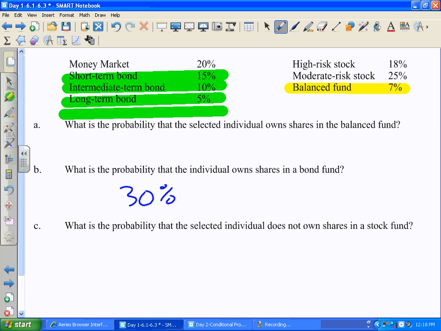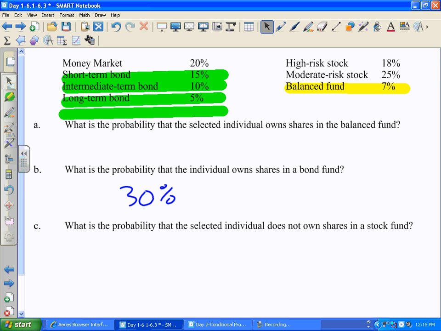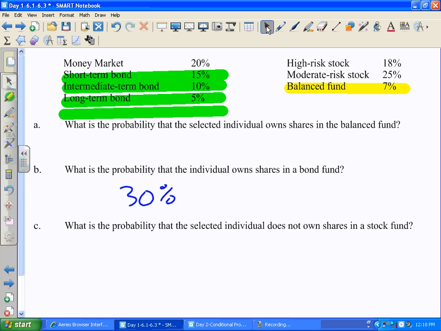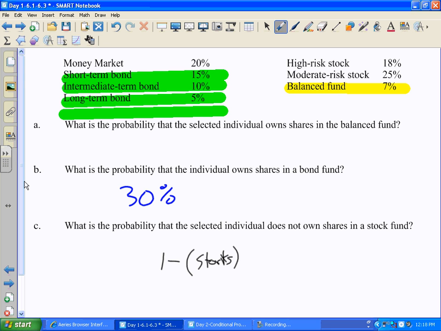What's the probability a selected individual does not own shares in a stock fund? Not stock. There are 2 ways to do that. You can add up all the things that are not stock, or the way I would do this is I would go 1 minus the stocks and use the idea of complementary events. It's just fewer numbers to add up, instead of adding 20 plus 15 plus 10 plus 5 plus 7.